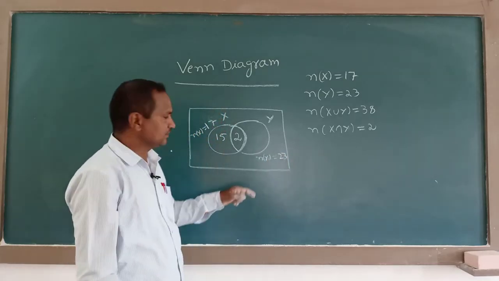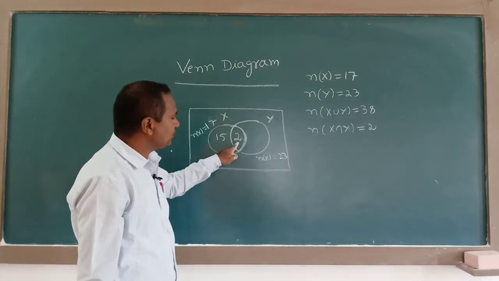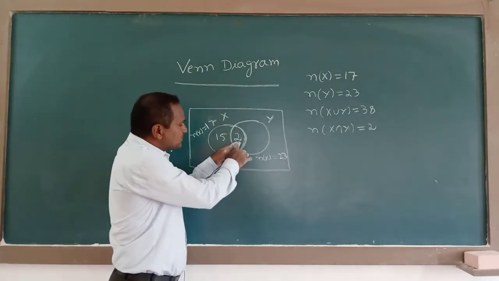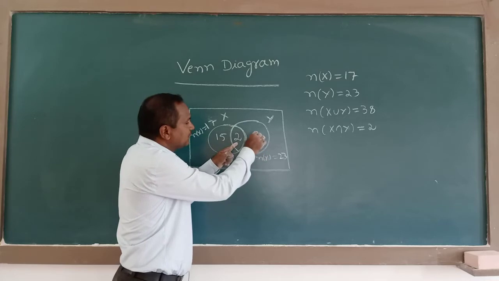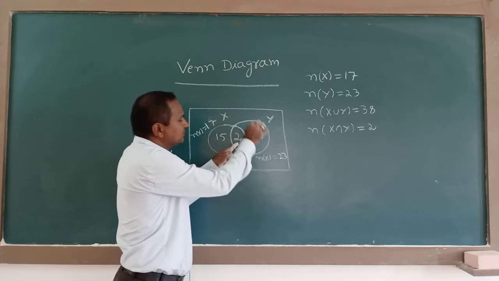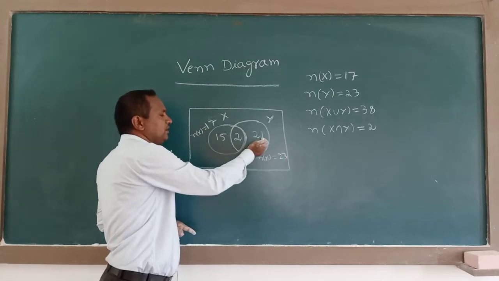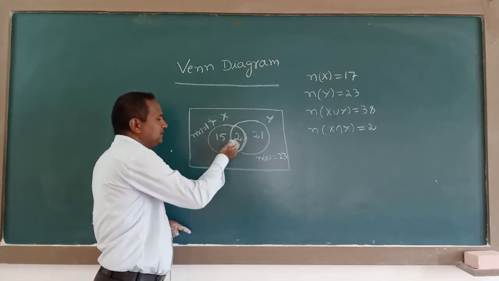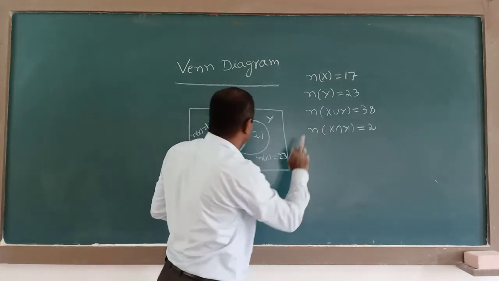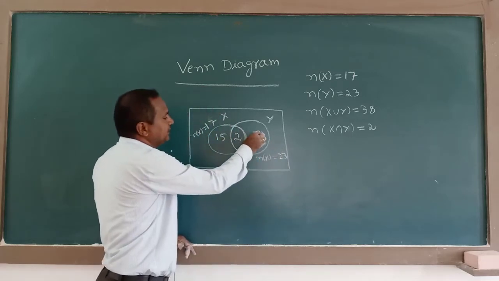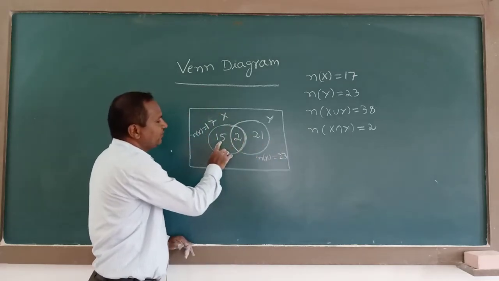23 here. 23 means already 2 are there. And you subtract these 2 from 23, then you will get 21. If you can club all this, if you can add all these 3, you should get 38. Whether you are getting 38 or not, just check them.